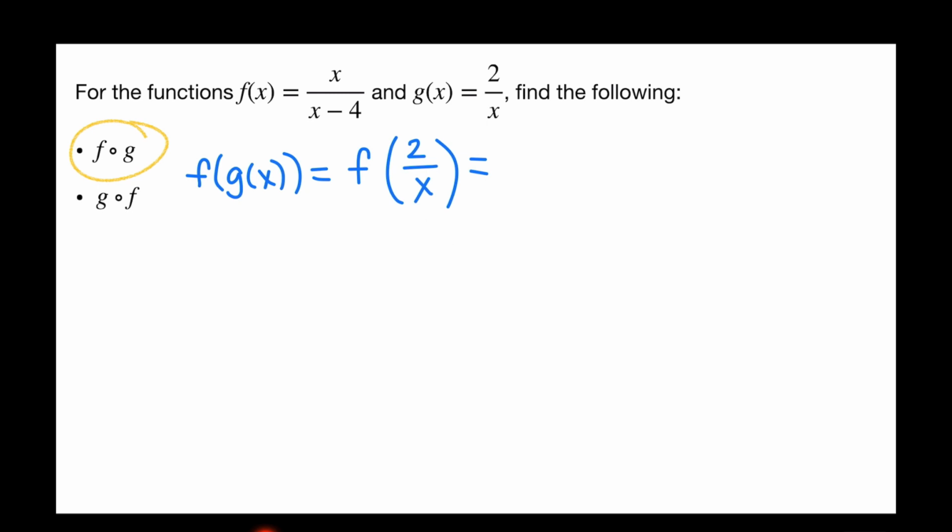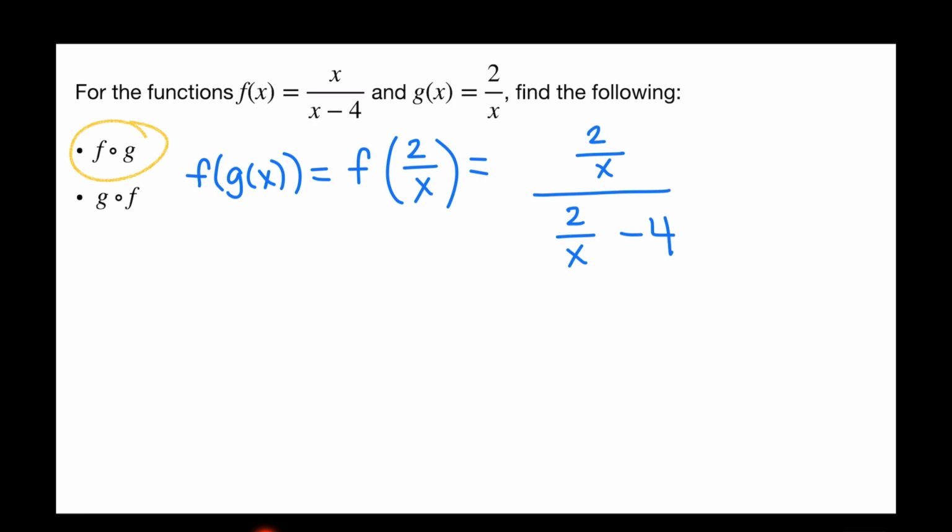There we go, f of 2 over x. So I'm going to take my function f and replace both of those x's with 2 over x. So now I have this complex fraction, 2 over x divided by 2 over x minus 4. We need to simplify this.